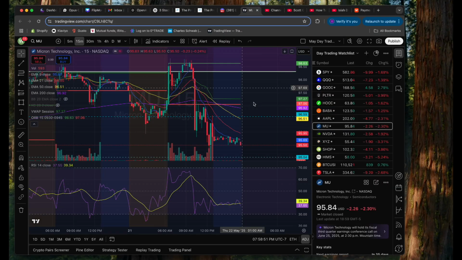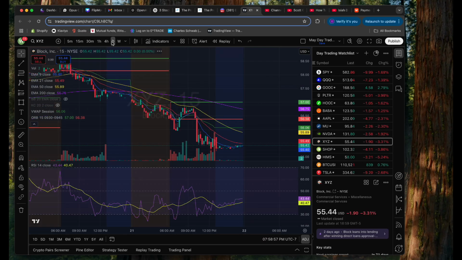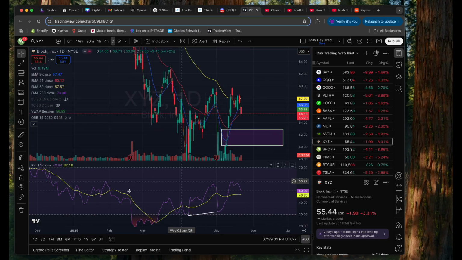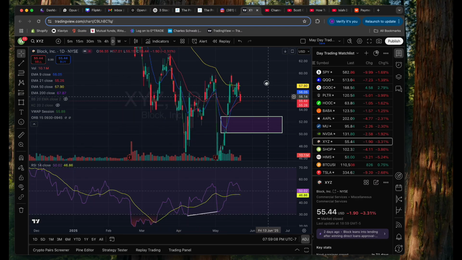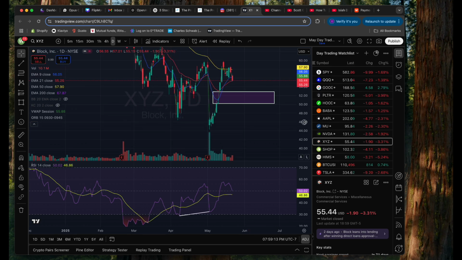Okay, so let's go to the daily time frame and let's look at Block, XYZ. Let's go to the daily time frame right here. All right, so here's what I mean. This right here is my RSI tool. Okay, this is my RSI tool right here. Now look at this. When I'm looking for swings, this is one of my favorite swings. Now, Block, they gap down, they missed earnings, and they gap down, right? Now, let's look at this.